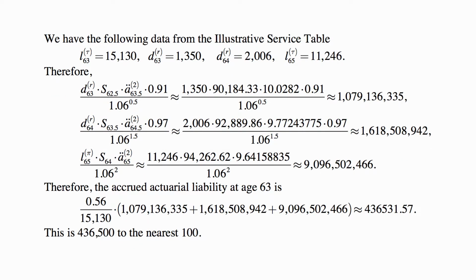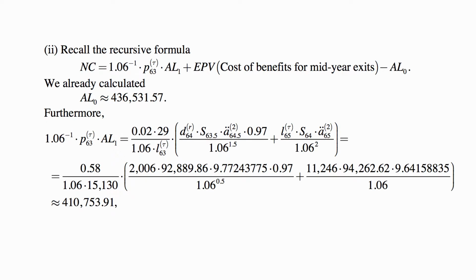Then we have the data from the illustrative service table. So we plug that in. We get the three numbers and we plug them in to get the complete answer, which is 436,531.57. This is 436,500 to the nearest 100. Now for the normal cost, or normal contribution, as the book calls it.